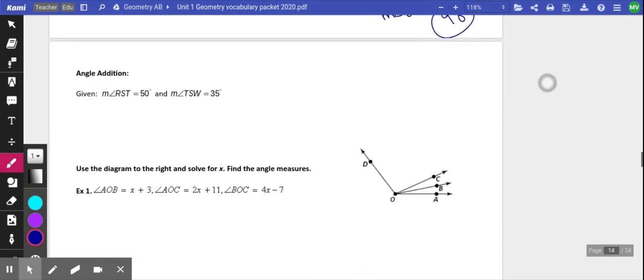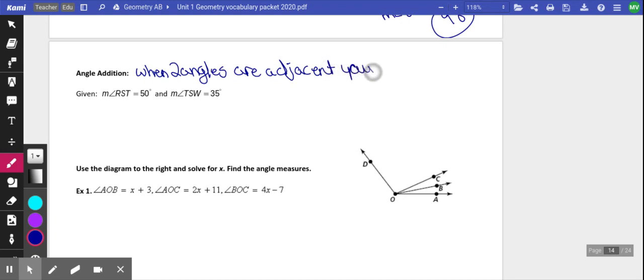If you have questions about that, please ask me tomorrow in class. So in that problem, we used something that we're going to talk about now, which is angle addition, which is when two angles are adjacent, you can add them.